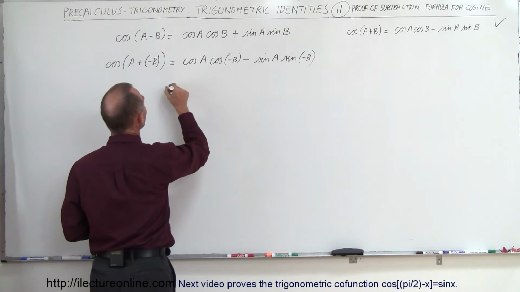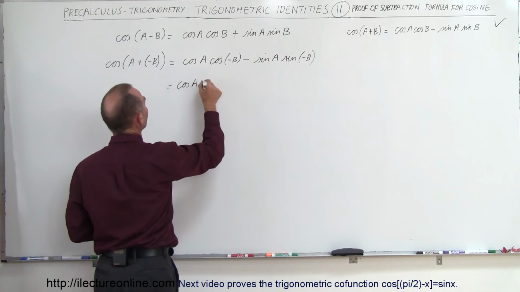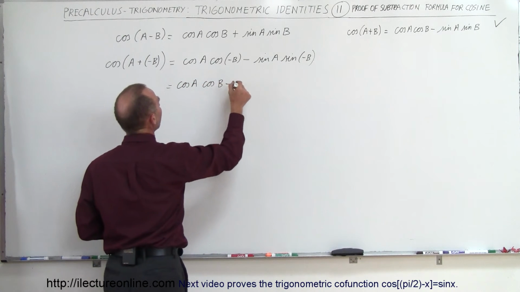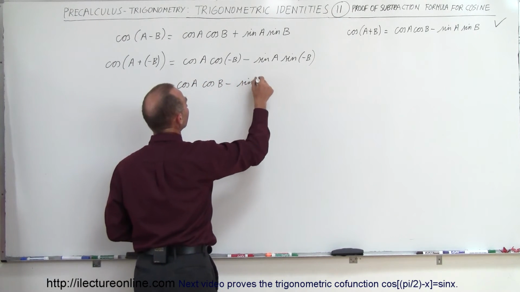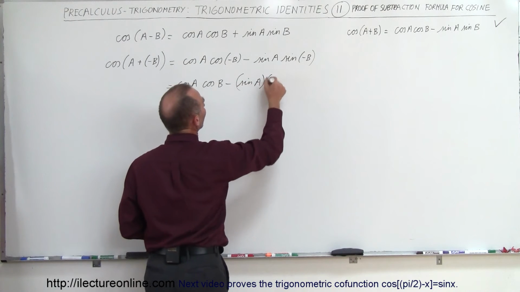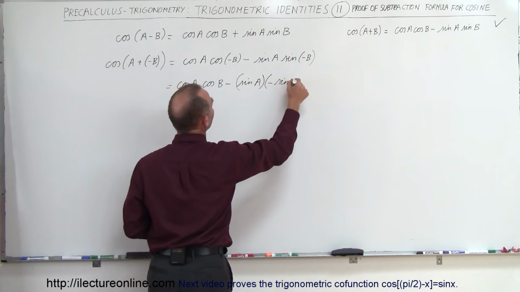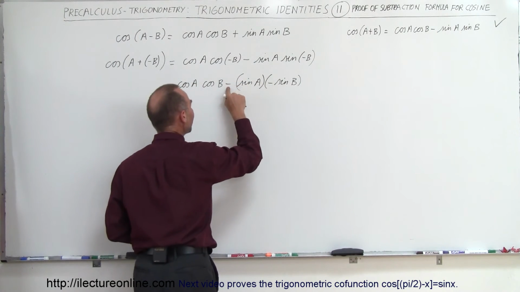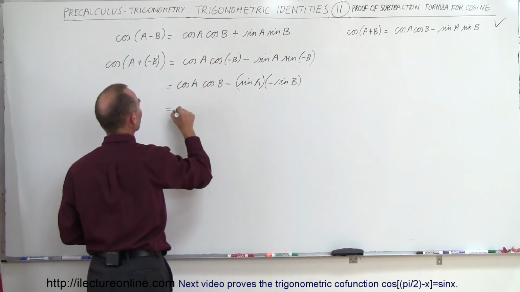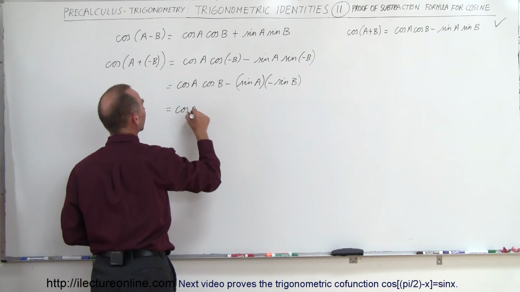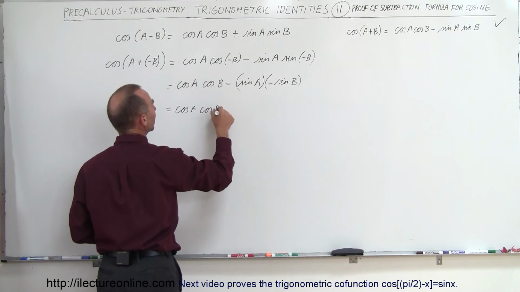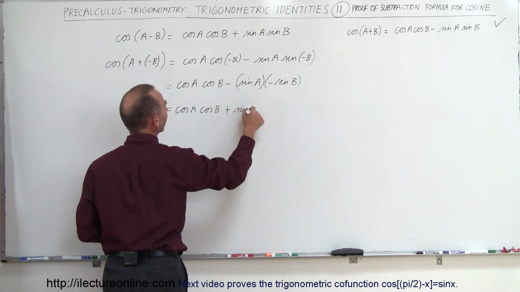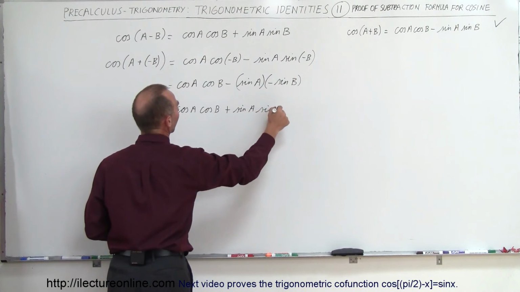So this can now be written as the cosine of A times the cosine of B minus the sine of A times the negative sine of B. And if I take the negative sign over here and multiply it times this negative sign over there, then this becomes the cosine of A times the cosine of B plus the sine of A times the sine of B.